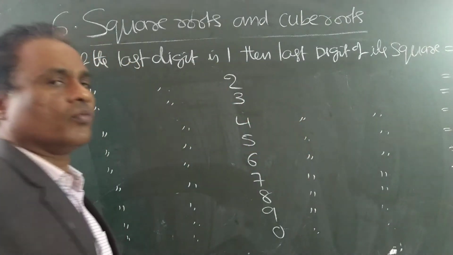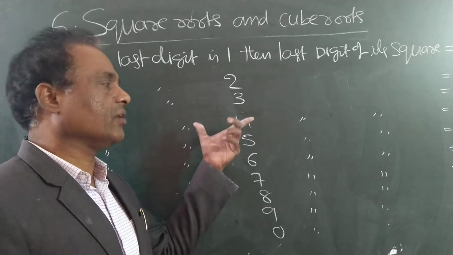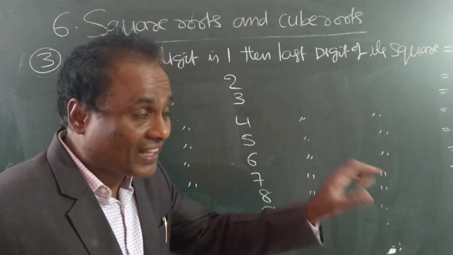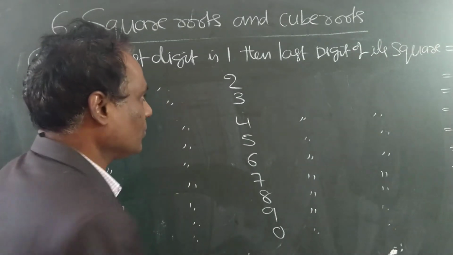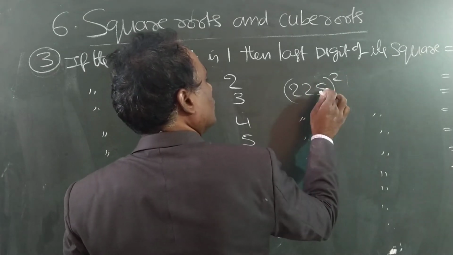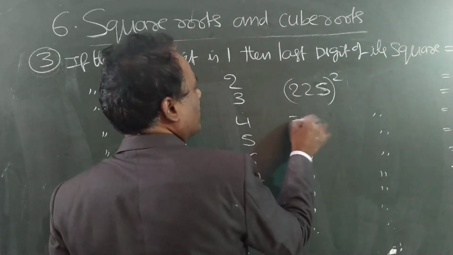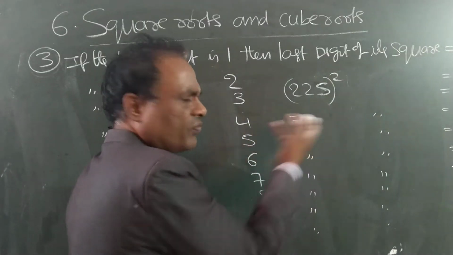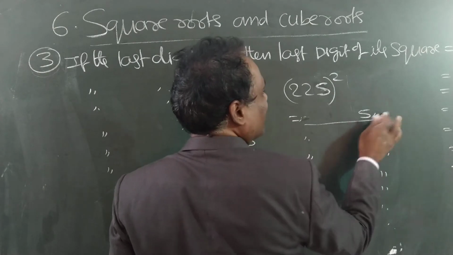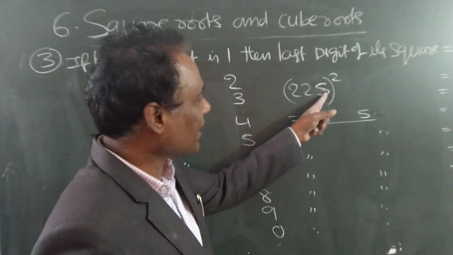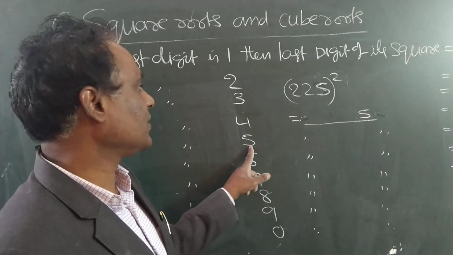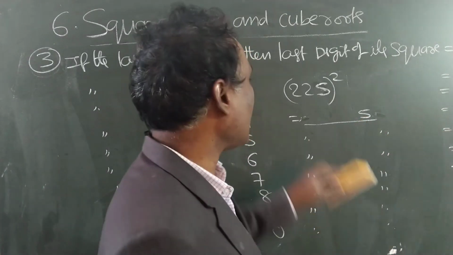So suppose a number is given, finding its square takes time. But in the answer, we can tell the last digit. Suppose 225 whole square. 225 into 225, we will get some answer. Directly we can't tell it, but we know the last digit will be 5 only, because if a number ends with 5, its square also ends with 5. Like that, we can predict the last digit.